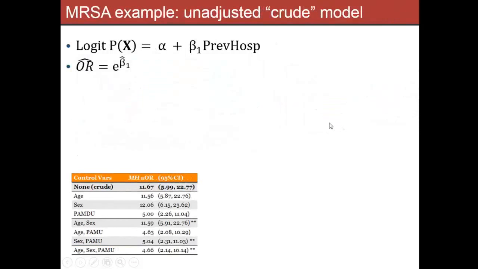So, what does this comparison look like? What if I fit a really simple model? What if I just fit this model: logit P of X is alpha plus beta 1 times previous hospitalization, so not really controlling for anything else, just previous hospitalization. The odds ratio is e to the beta.